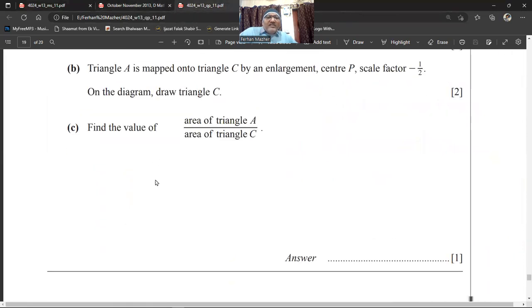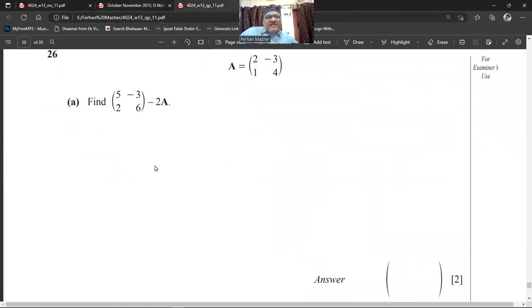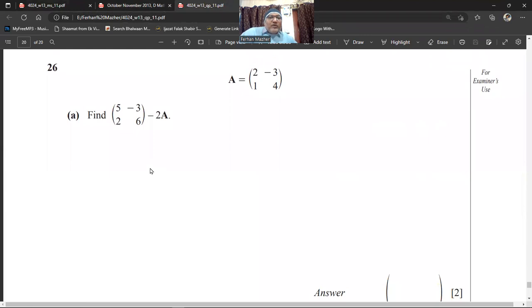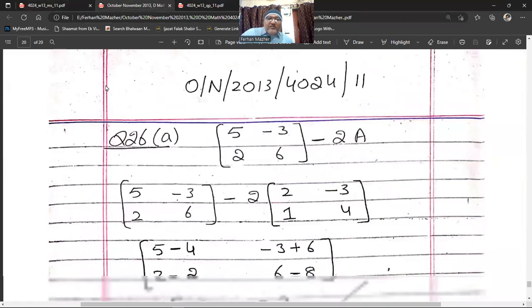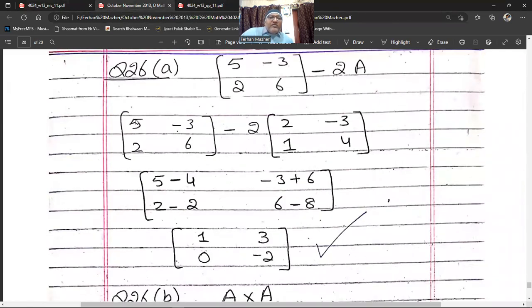Okay, so we are going to the next question. Very simple, straightforward question. Question number 26. Matrix A is given, which is 2, minus 3, 1, 4. Find 5, minus 3, 2, 6 minus 2A. It's a 2 marks question. Very simple, straightforward. Okay, in the place of A, I will put its matrix, 2, minus 3, 1, 4. So it will be 5.